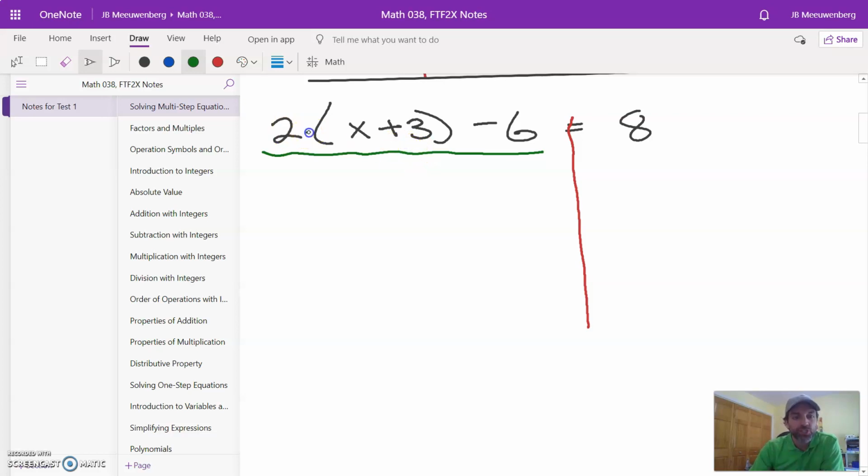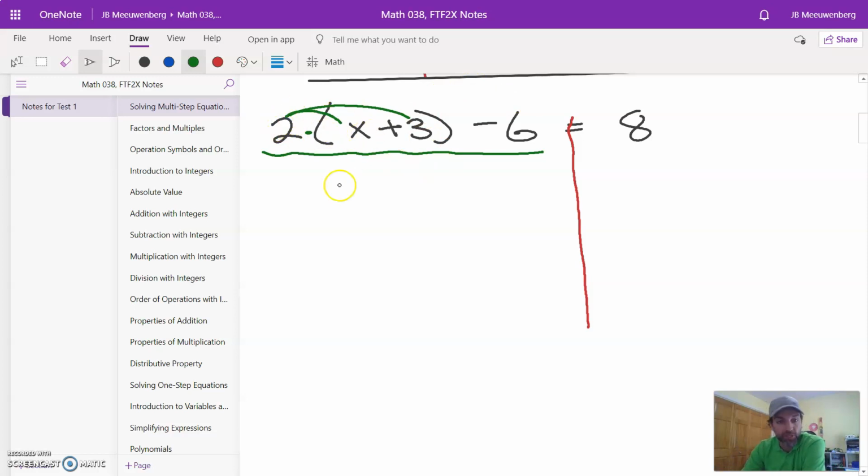So we can take this 2, right, because it's 2 times a sum, it's 2 times something plus something, we can distribute it. And that gets rid of those parentheses. Those parentheses are grouping things, and when we're solving equations, they sort of get in the way. We want to break down those parentheses.